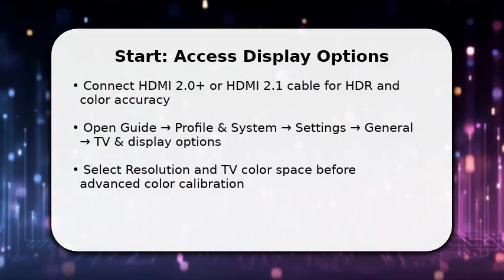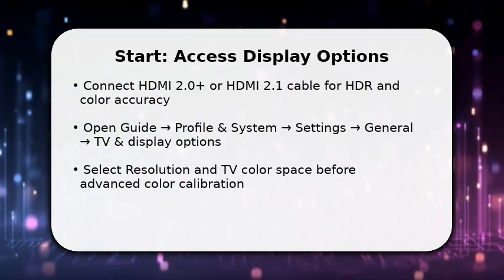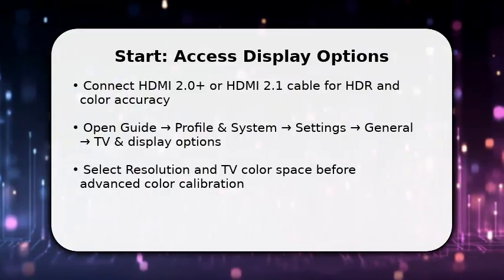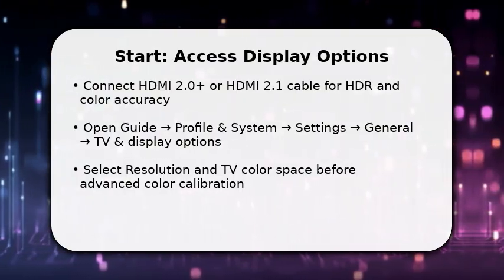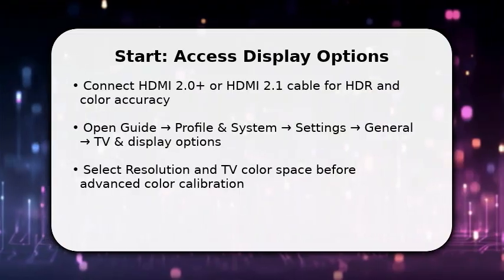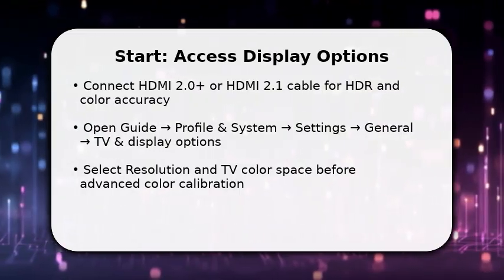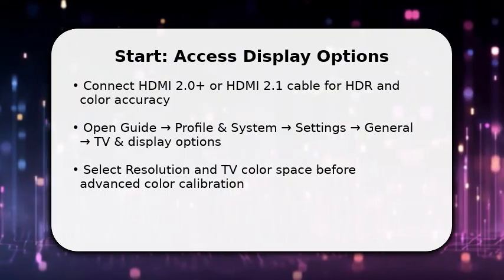You begin by ensuring your console and display can handle the color modes you want. Use an HDMI 2.0 or 2.1 cable and a compatible TV. From the guide, go to Profile and System, open Settings, then General, and choose TV and Display options.